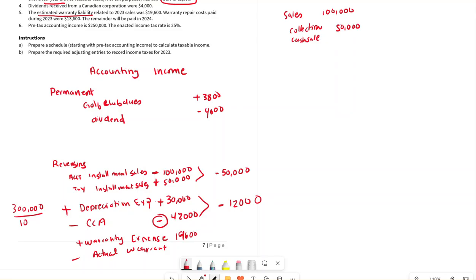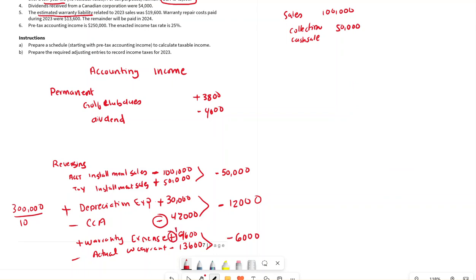So 19,600, I will add back. I will deduct the cash that was paid. The difference between those two will be 6,000. In other words, it's 6,000 because my positive number is higher.